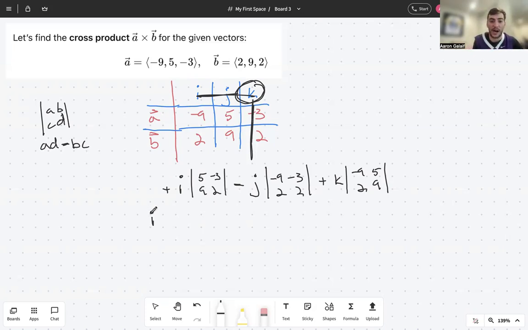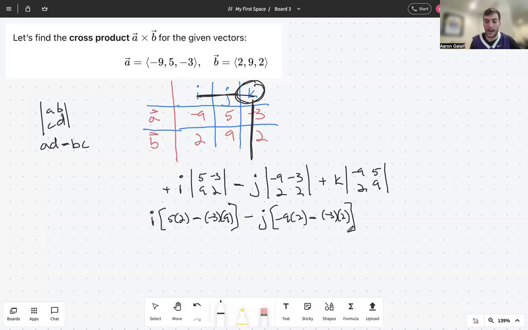So first we have I bracket 5 times 2 minus -3 times 9 bracket, minus J bracket -9 times 2 minus -3 times 2 bracket, plus K bracket -9 times 9 minus 5 times 2. Beautiful. All right. So now you just make sure you do multiplication correctly. And yeah, so we'll clean this up.